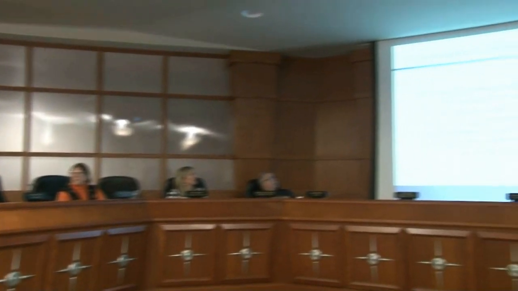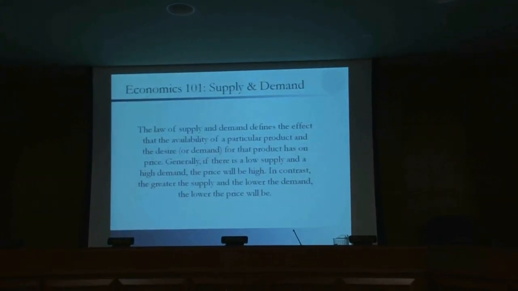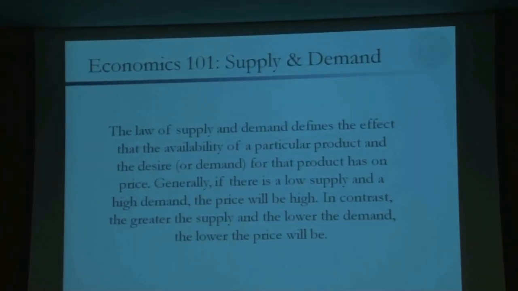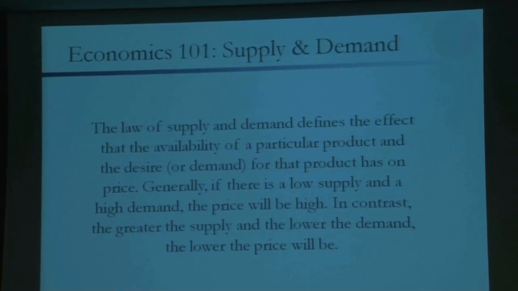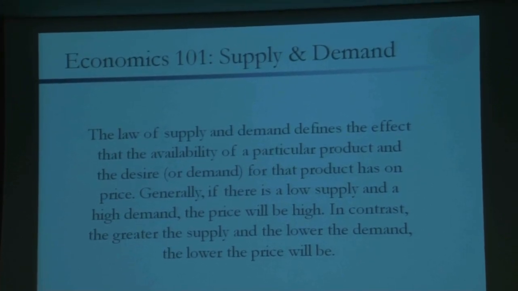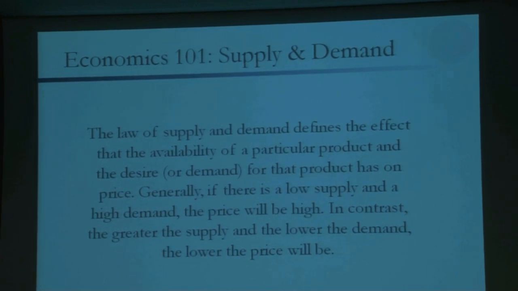So let's talk about supply and demand. Patty said that economics was her strong suit in college, so we're going to talk about Economics 101, supply and demand. The law of supply and demand defines the effect that the availability of a particular product, in this case the housing market, and the desire or home ownership for that product has on price. Generally, if there is a low supply and high demand, the price is high. In contrast, the greater the supply and the lower the demand, the lower the price will be. High demand, low supply, high price. High supply, low demand, low price, right?